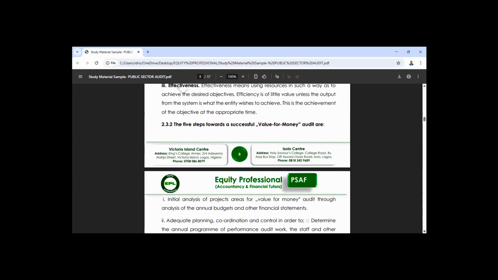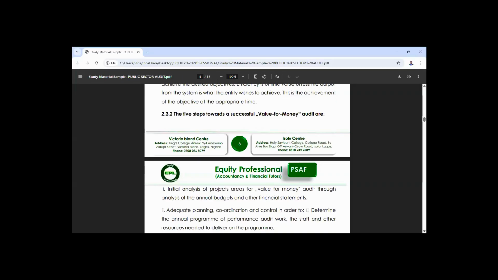Now, what are the steps involved towards a successful value for money audit? One of the steps is initial analysis of the project area. You need to do analysis of the area that you want to conduct value for money audit on. It is very important. That is one of the important areas of value for money audits.